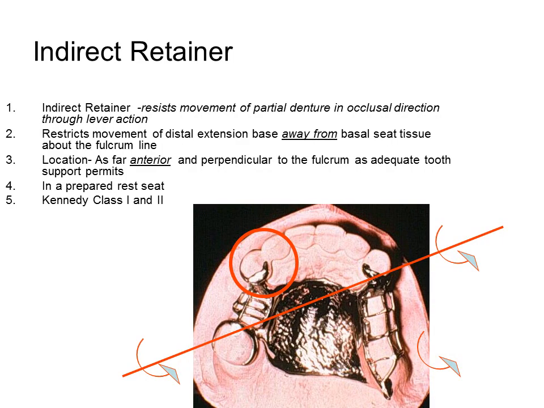The indirect retainer resists movement of the partial denture occlusally through lever action. It is located on the side opposite the extension base, perpendicular to and as far from the fulcrum line as is reasonably possible. Indirect retainers may take many forms. The abutment circled in red supports the indirect retainer, which in this case is a rest.